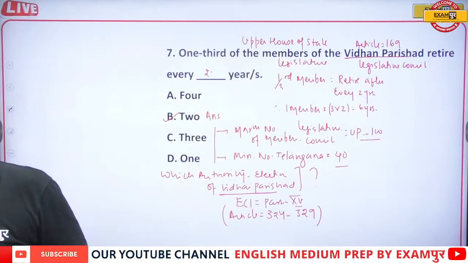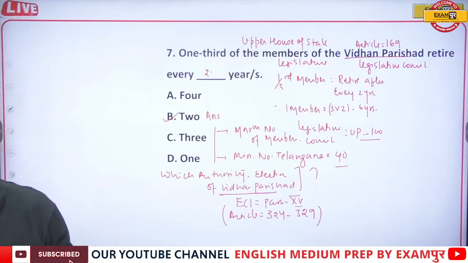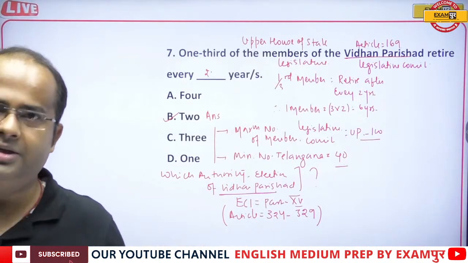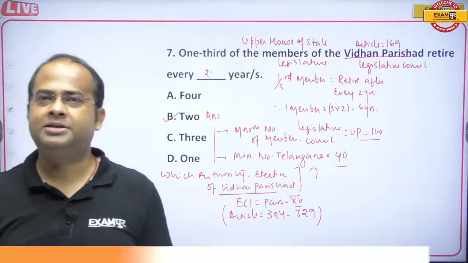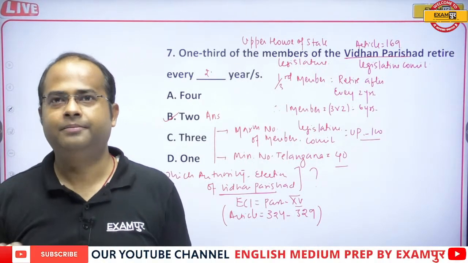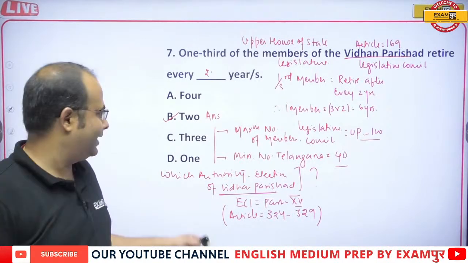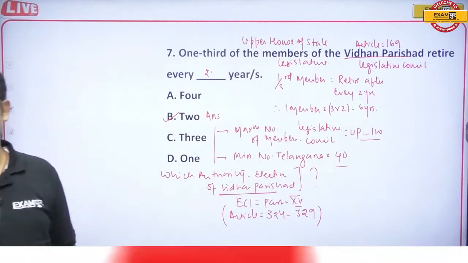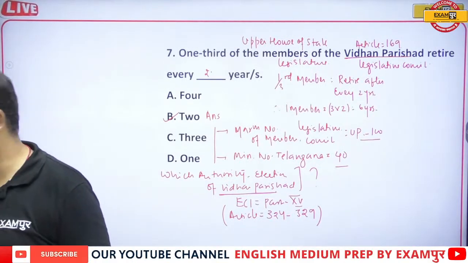In Sikkim, guys, we have the minimum number of judges in High Court. It is not like you will find a legislative council in Sikkim. It is in only 6 states of India. Therefore, the correct answer will be option B.